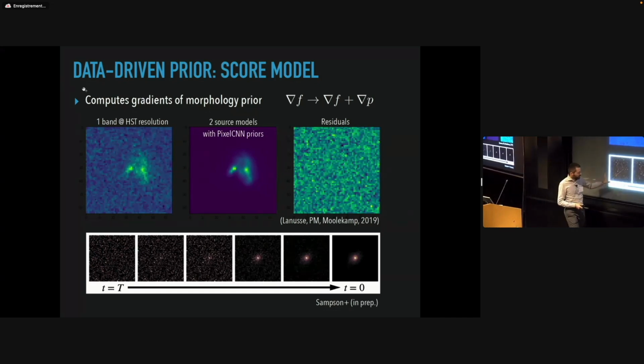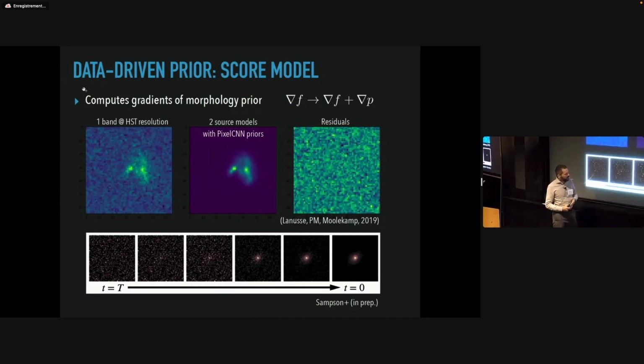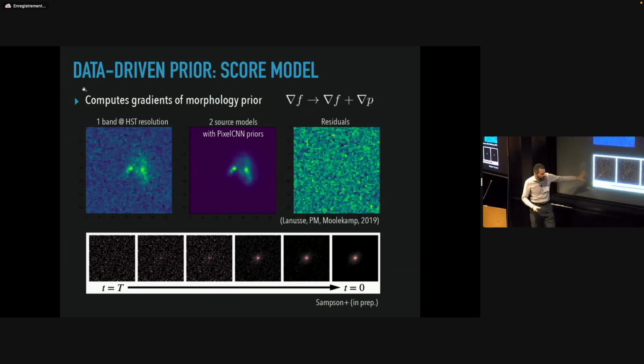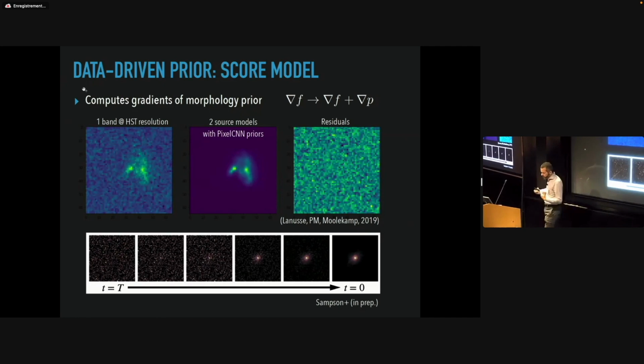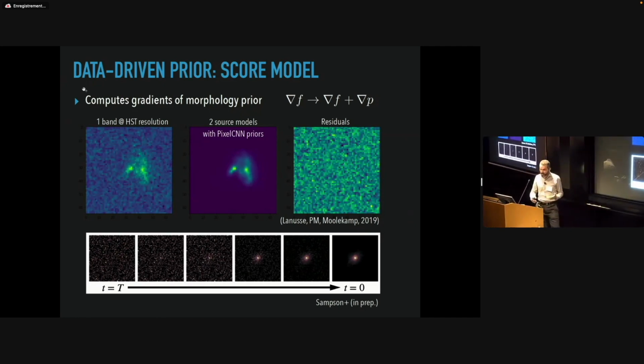As you know, there are more modern ways to do this. This is an example from a paper that will soon come out from my student, Matt Sampson, on a diffusion model to do precisely the same thing. The advantage of a diffusion model is it goes much more directly at the gradient of the prior distribution, rather than being a realistic description of the probability. We're going directly for the gradient because the gradient is what we need.